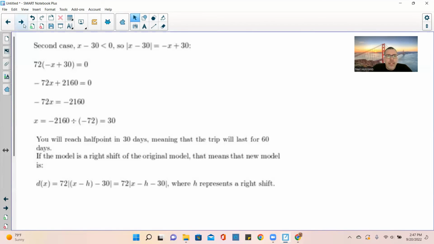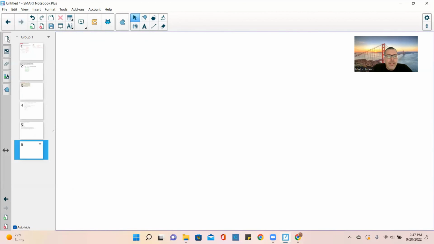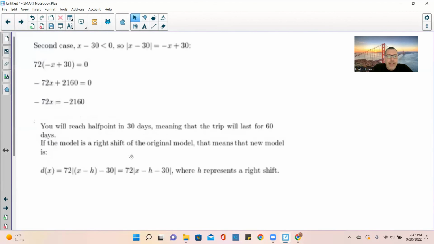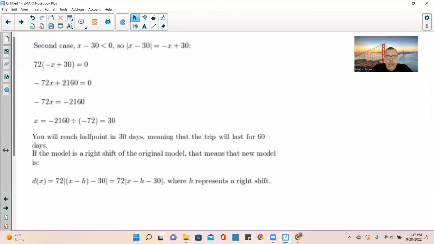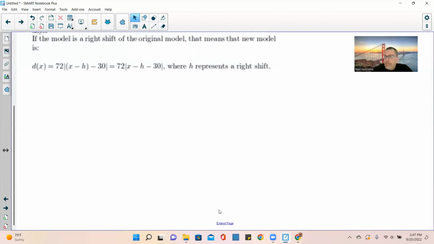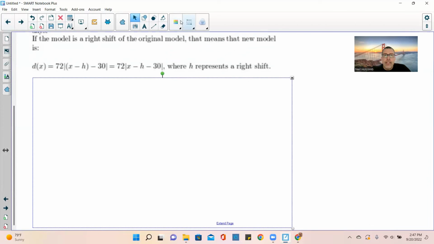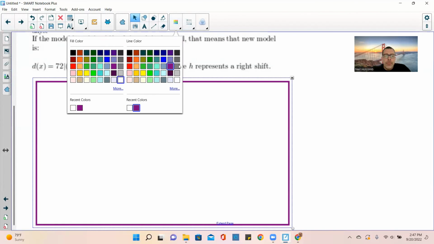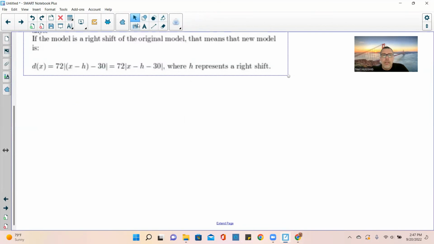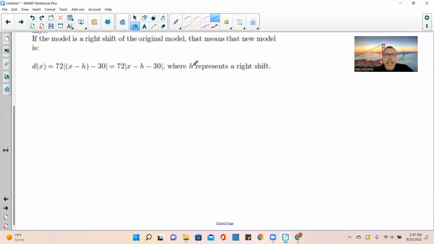So let's do a scenario. Let's do h equals 10 right here. H represents a shift to the right, meaning days. We're changing the number of days that we are delaying. So let's say we can't go on June 30th. Let's say we have to delay 10 days. So that would mean h equals 10.